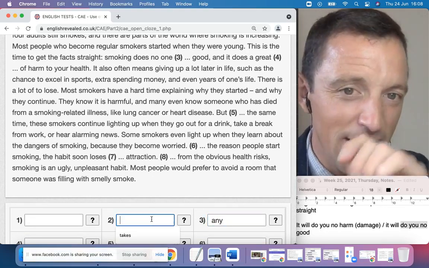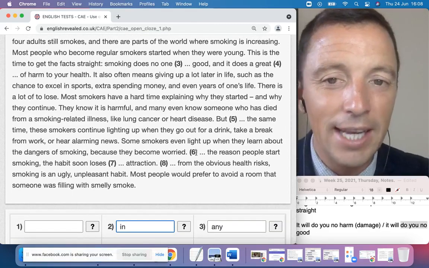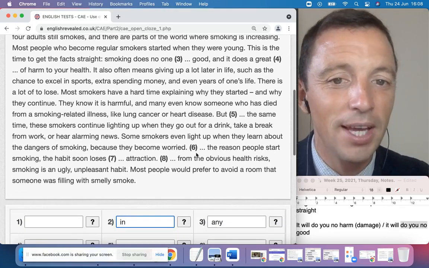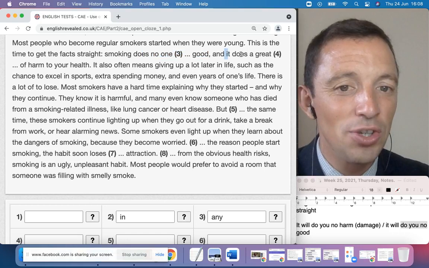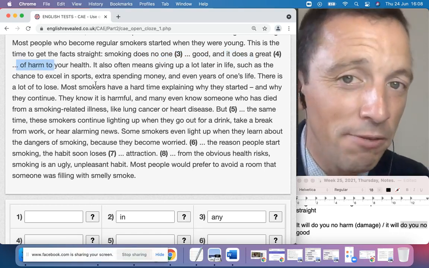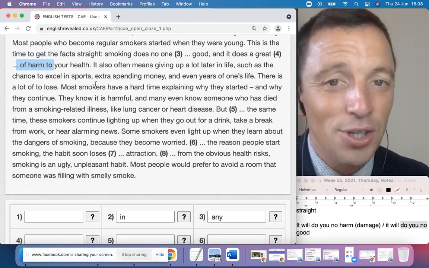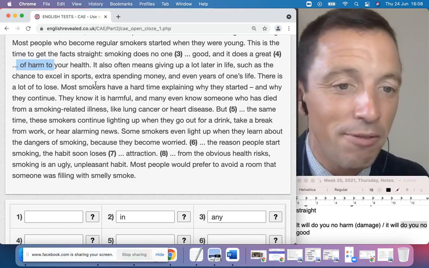Number 2, the answer was in. And the answer for number 1, I'm not sure with 1 yet. Okay, it does no one any good, and it does a great something of harm to your health. Very fluent as well. Number 4 is a bit difficult. There's only one answer, one word, and there is a typical structure here for number 4.